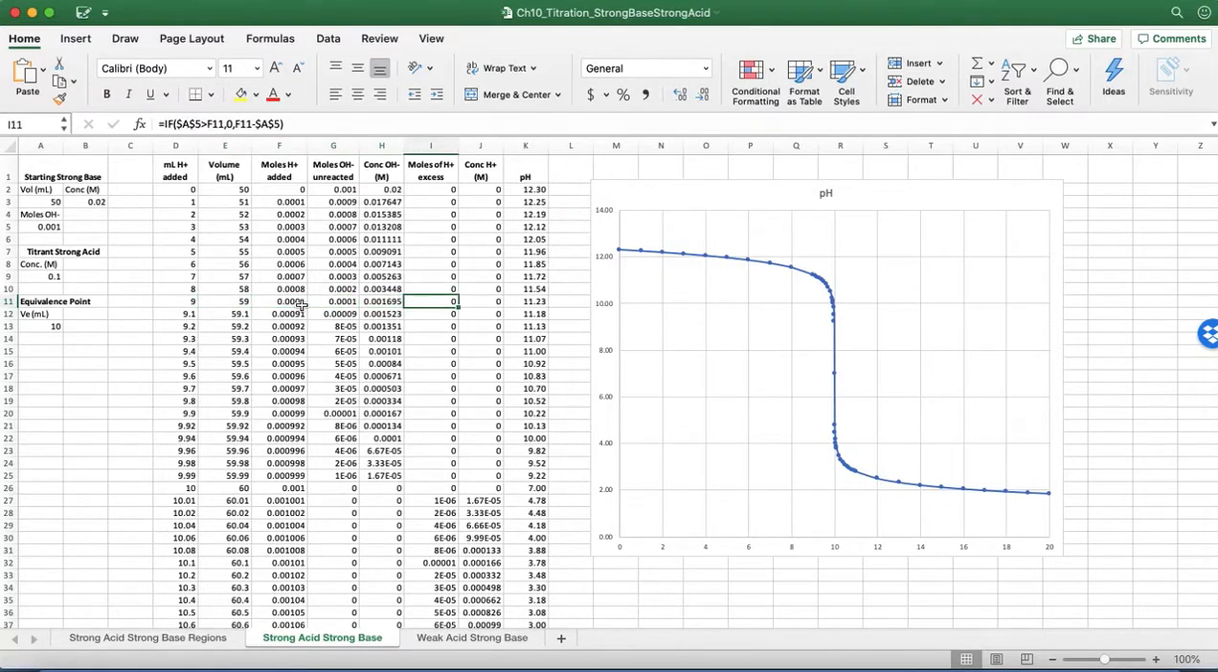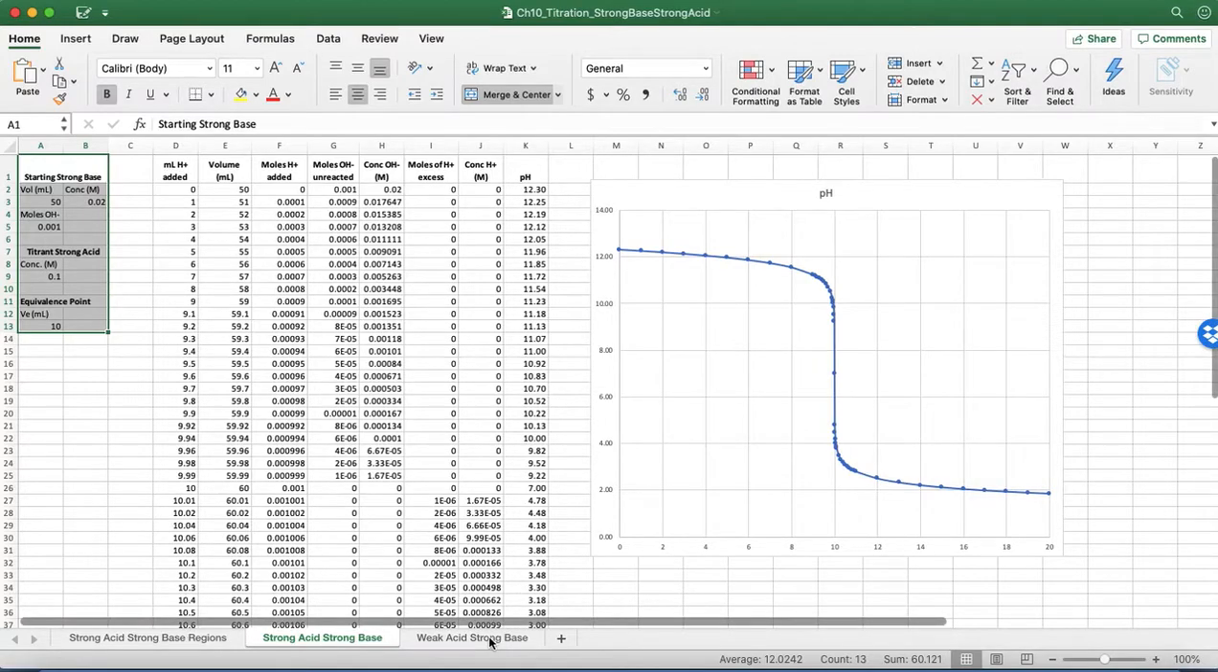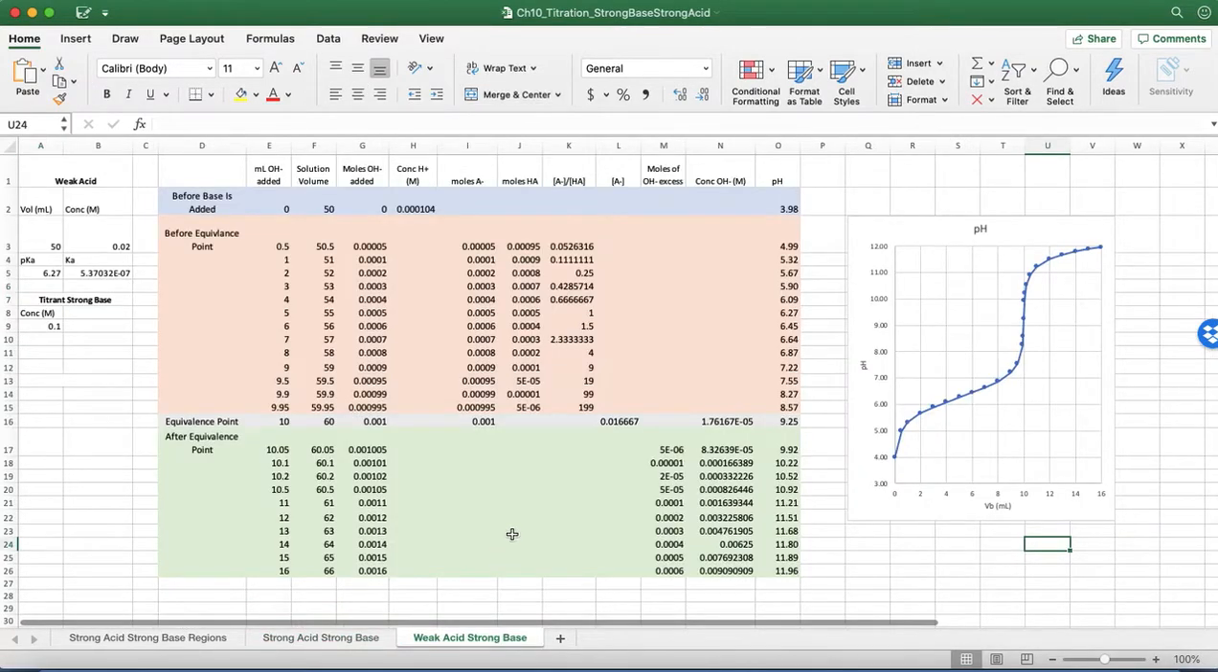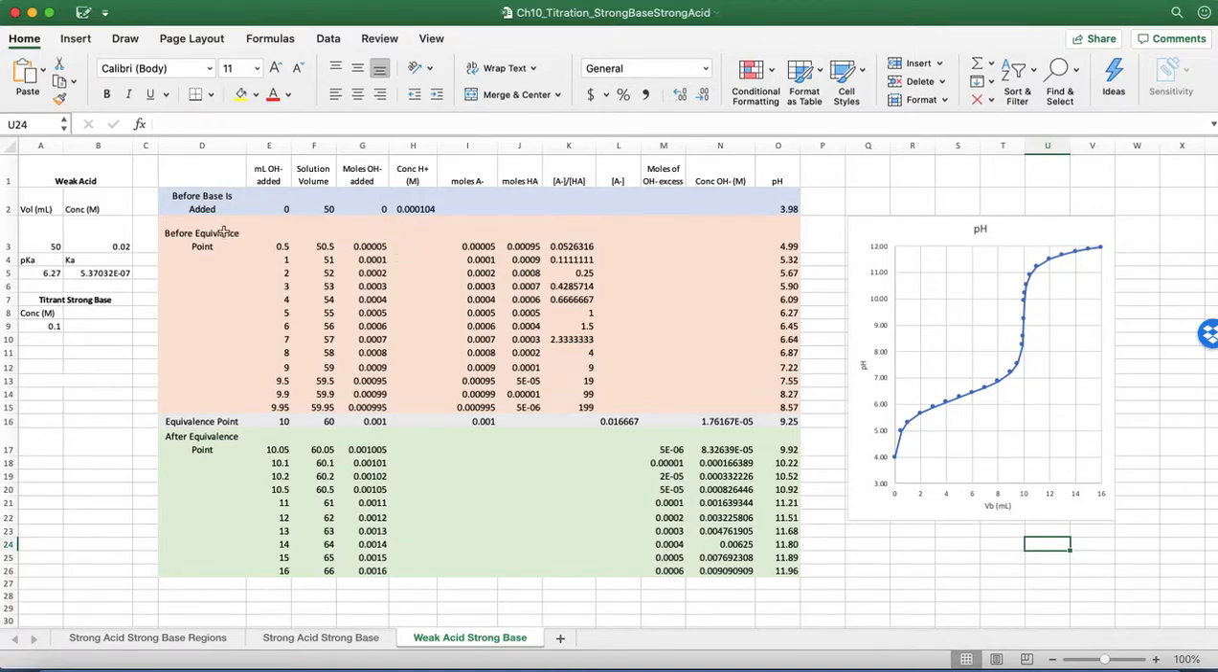and so we realized that the benefit here was you can make changes to the parameters of the problem, and the whole thing adjusts without having to take into account where the different regions are in the equivalence point. And then we got to the weak acid, strong base, and it was even more complicated. We had 4 regions, and at any point, if you were to change the parameters of the problem, where those region cutoffs would be in terms of volume would change, right?